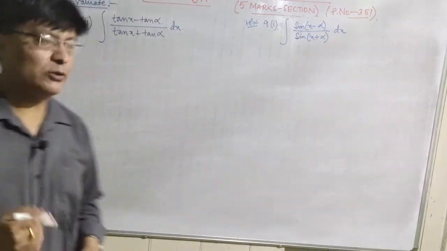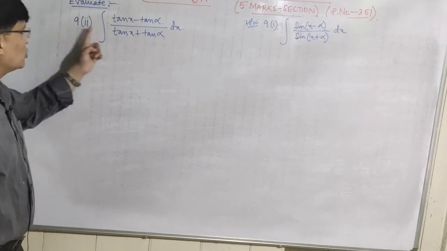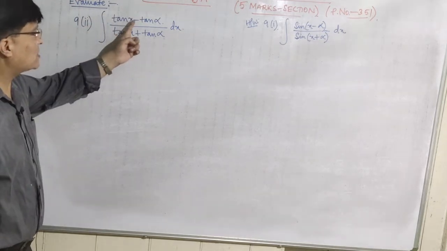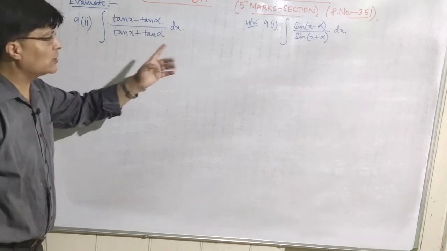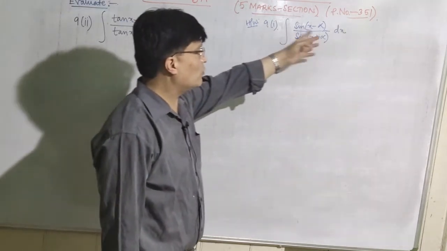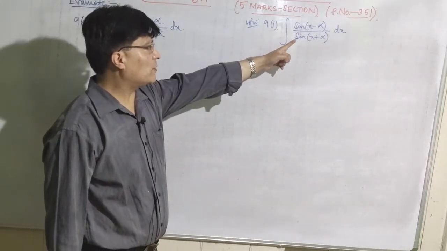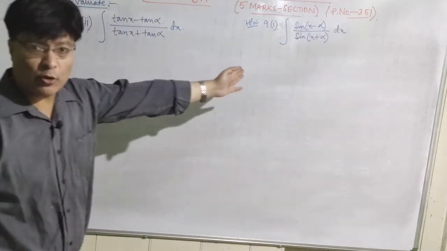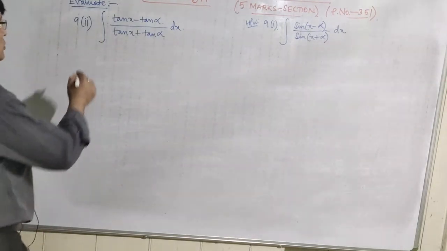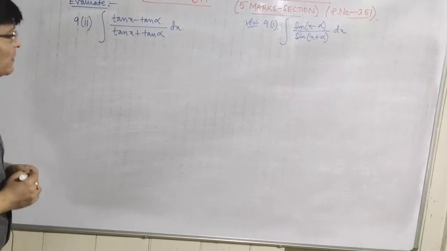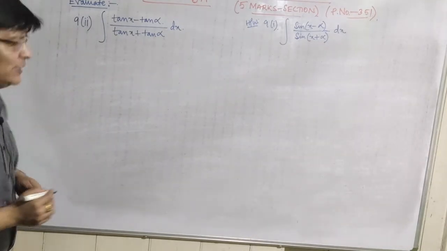So now we'll do the next question, that is question number 2. So 9 number 2 is the integral of tan x minus tan alpha divided by tan x plus tan alpha dx. So this 9 number 1 will be a homework. Okay. So the integration of sine of x minus alpha divided by sine of x plus alpha dx, that will be a homework. Let us do it first, 9 number 2. Okay. So let us integrate tan x minus tan alpha divided by tan x plus tan alpha dx.